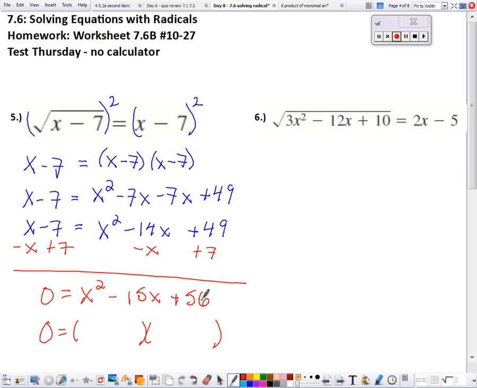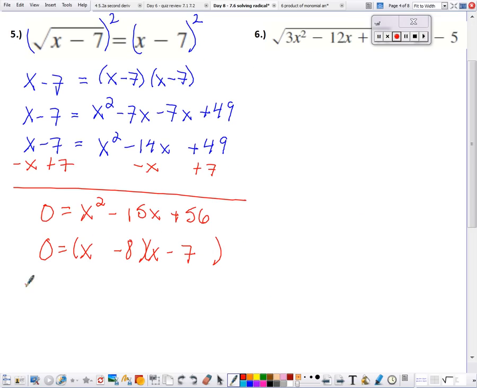What multiplies to 56 that adds to negative 15? We're going to do negative 8 and negative 7. So that means x minus 8 is 0, x minus 7 is 0. So 8 and 7 are our possible answers. Let's check them both back in our original to make sure they are both solutions.